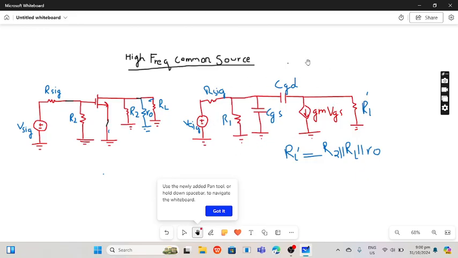This is called the pi model. You must be confused that it is R1, so it is R1. I mistakenly wrote it as R2, but it is R1. Don't get confused. Draw the capacitors here, CGS, CGD. This is your current source, gm VGS, and this is the combination. You can also include the high frequency capacitor known as CL.